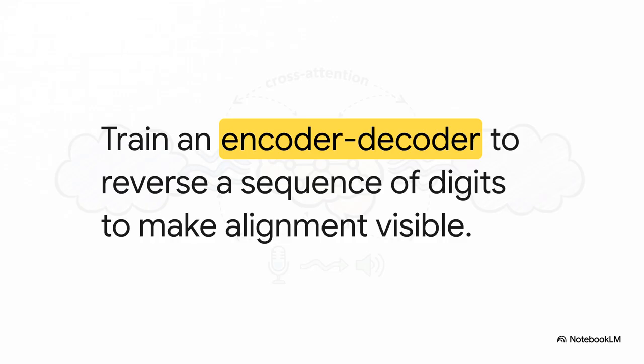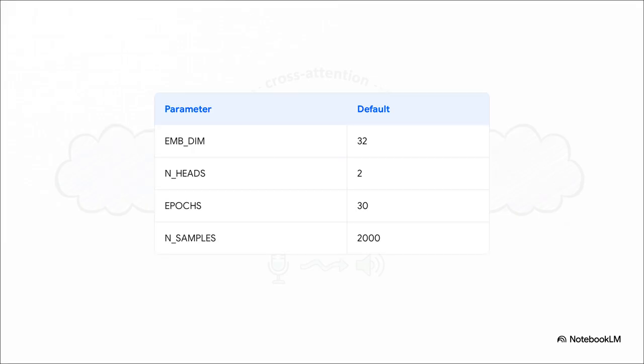For example, you feed it 1, 2, 3, it spits out 3, 2, 1. It's a perfect test because the relationship between the input and the output is mathematically perfect and predictable. And that means the alignment matrix should be crystal clear. And because this task is so razor-focused, the architecture is wonderfully lightweight. The configuration from the code is super accessible.